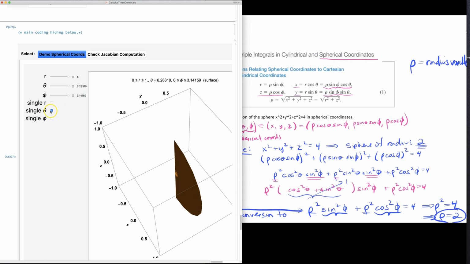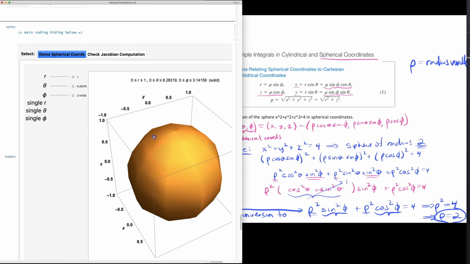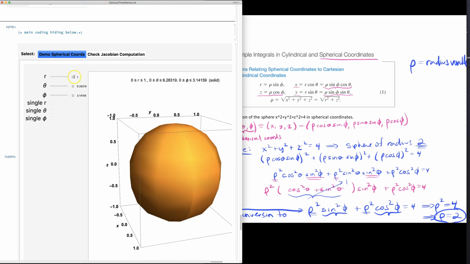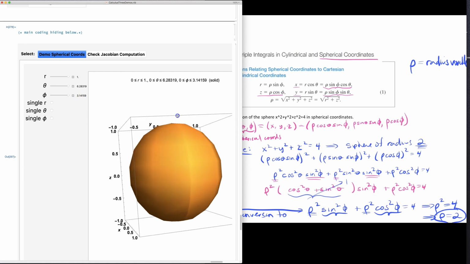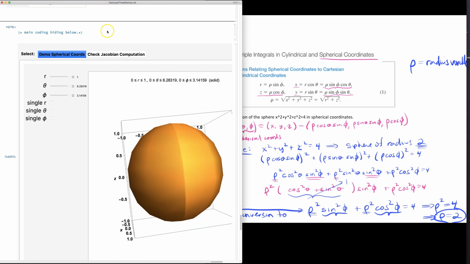Okay, now let's let all the variables come back into play. So notice that the radius of the sphere is going from 0 to 1. That's why we're seeing a sphere of radius 1, the ones and negative ones. We're seeing theta go from 0 to 2 pi, and we're seeing phi go from 0 to pi. So that gives us the whole solid ball. This is a solid region.